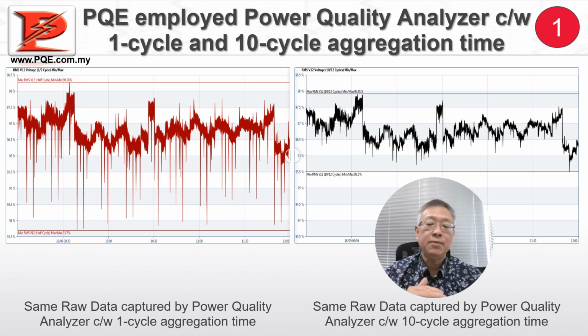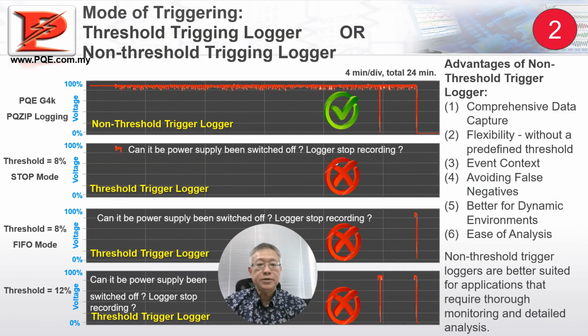Unfortunately, in the market, most of the loggers are based on 10 cycle aggregation. But the good news is PQE has state-of-the-art technology. We have a single cycle aggregation time. On top of it, we can have 10 cycle aggregation time at the same time, and we can have two different types of report. The second important criterion is that we need to choose the most correct recording mode.